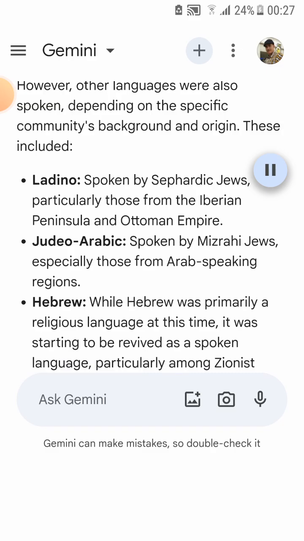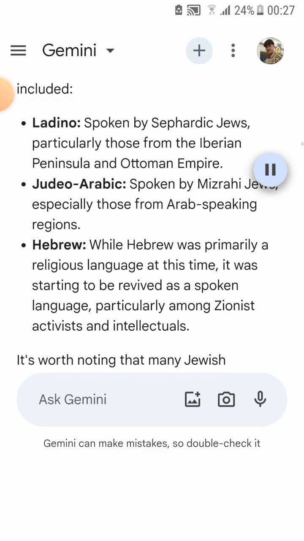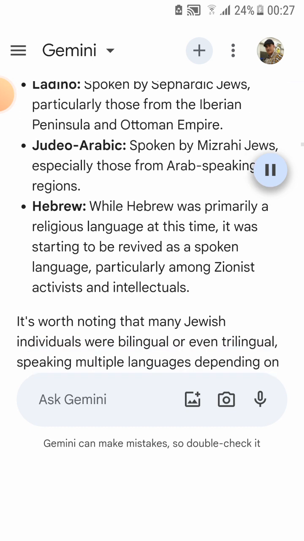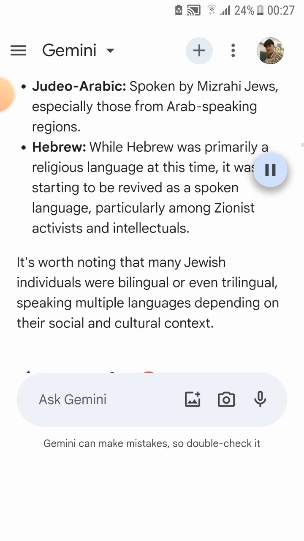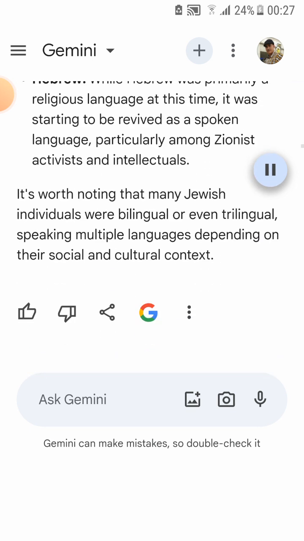Hebrew. While Hebrew was primarily a religious language at this time, it was starting to be revived as a spoken language, particularly among Zionist activists and intellectuals. It's worth noting that many Jewish individuals were bilingual or even trilingual, speaking multiple languages depending on their social and cultural context.